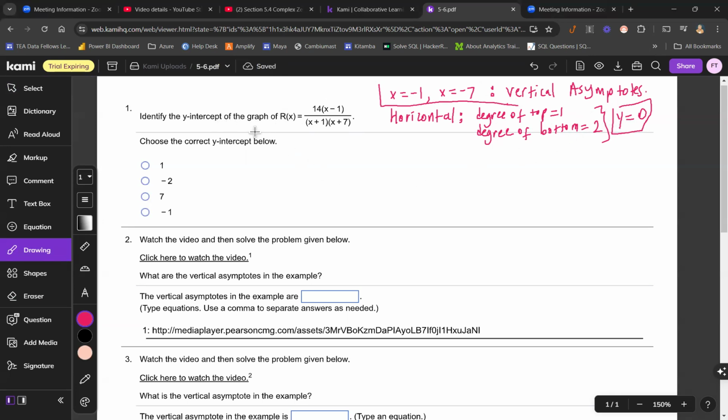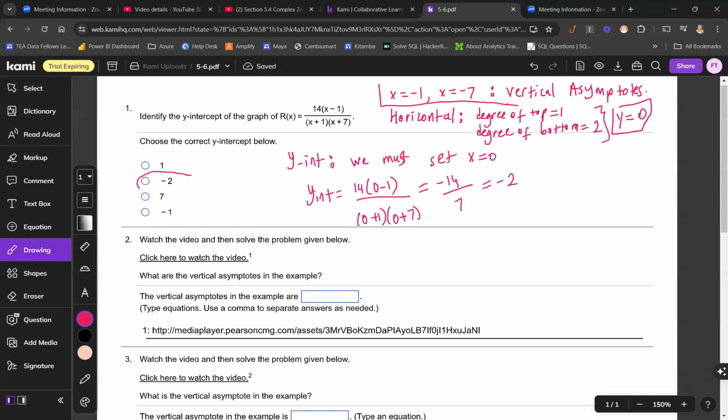The other thing the question is asking for is the y-intercept. To find the y-intercept, we must set x to be a 0. We're just going to plug in 0 every time we see an x. So we have a 14, and instead of x, I'm going to plug in a 0. Here, I'm going to get 0 plus 1, and I'm going to get 0 plus 7. So that's a negative 1, so that's a negative 14 at the top. That's a 1 plus 1 times 7, which is 7. When I divide them, the y-intercept is negative 2 for this question.